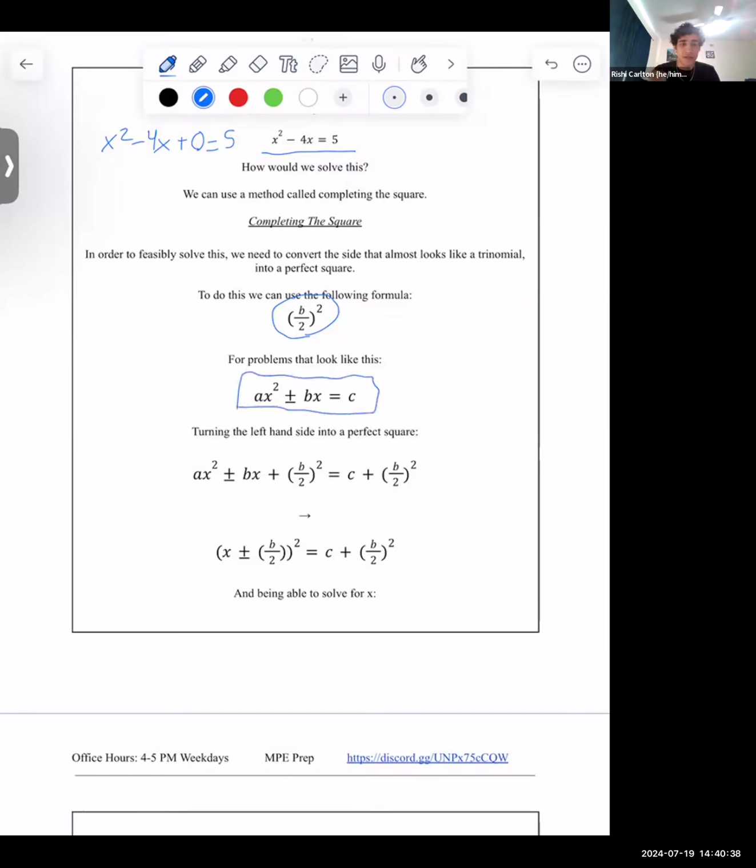And then we can go ahead and solve. So if we have x minus 2 equals 3, we add 2 to both sides, we'll get x equals 5. If x minus 2 equals -3, we will get x equals -1.